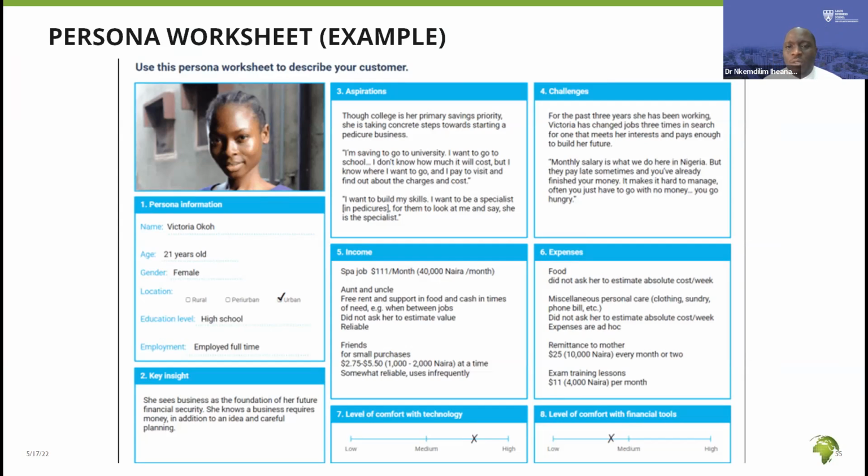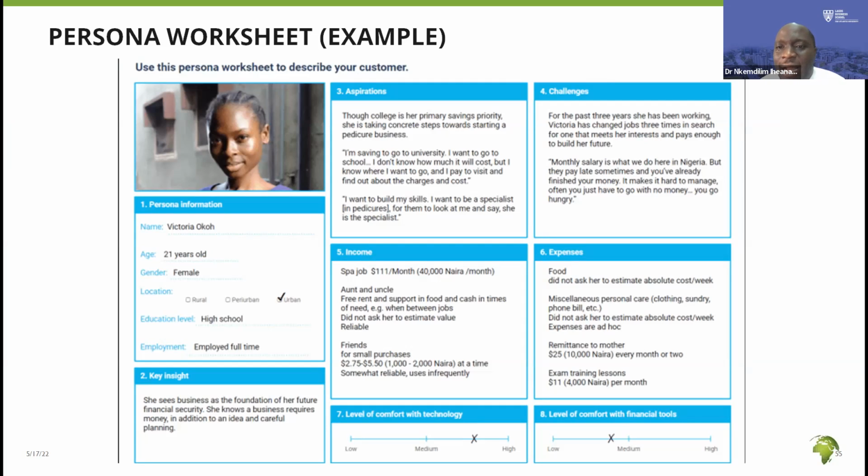She currently works in a spa job where she earns $111 a month. And then she lives with her aunt and uncle. She has free rent, and she gets support for food and cash in times of need, especially when she's changing jobs. She has friends, and she makes small purchases every once in a while. She has medium to high comfort with the use of technology.